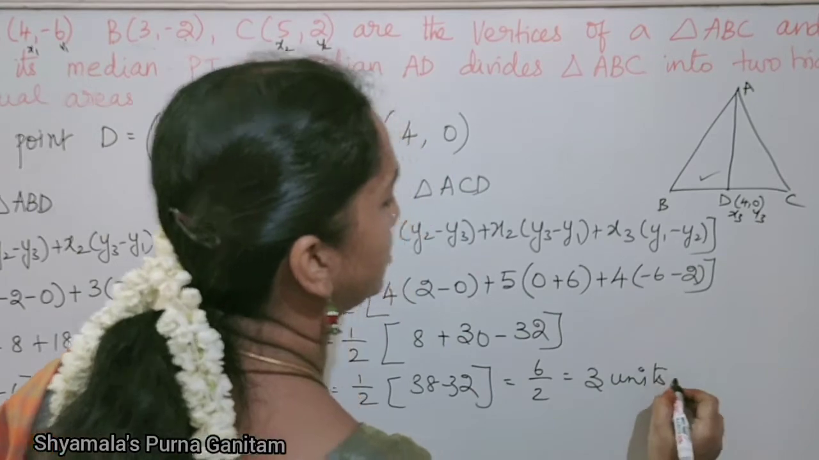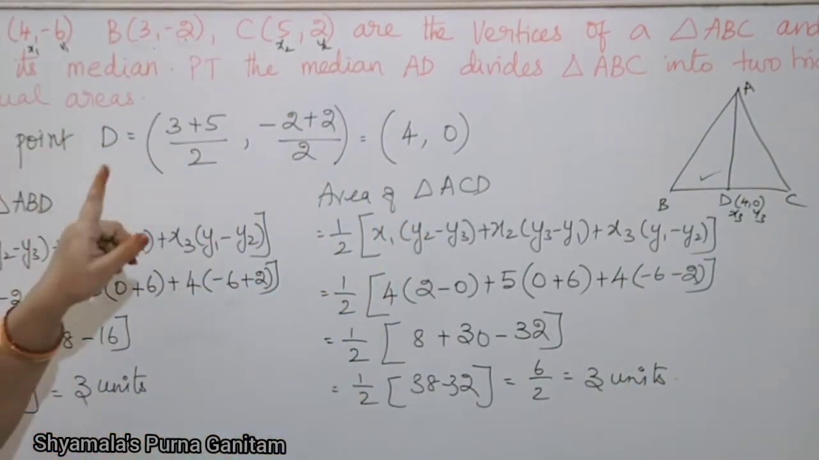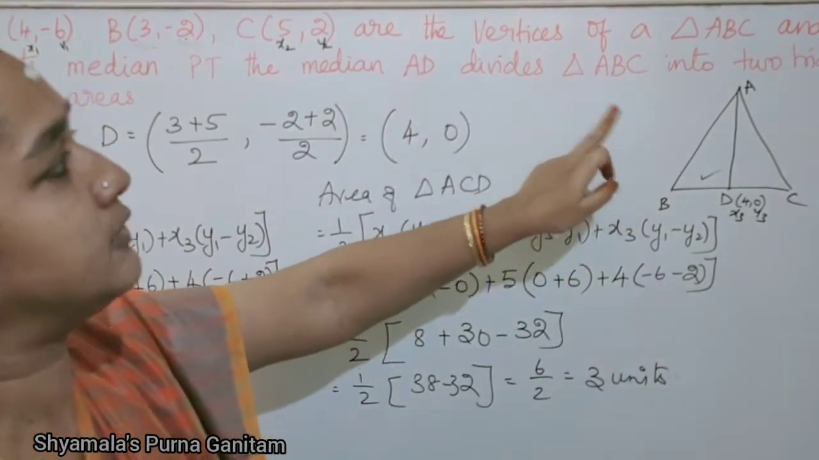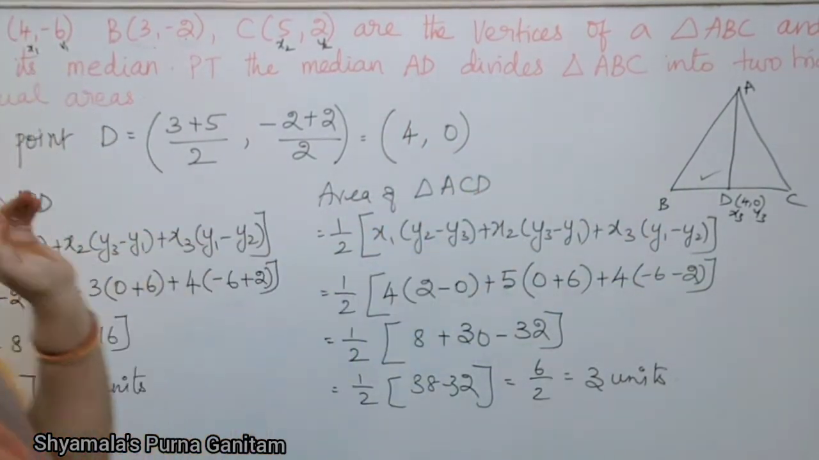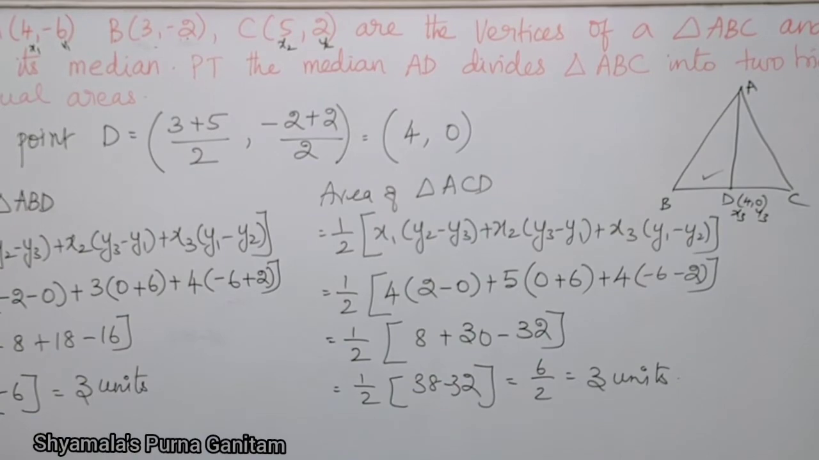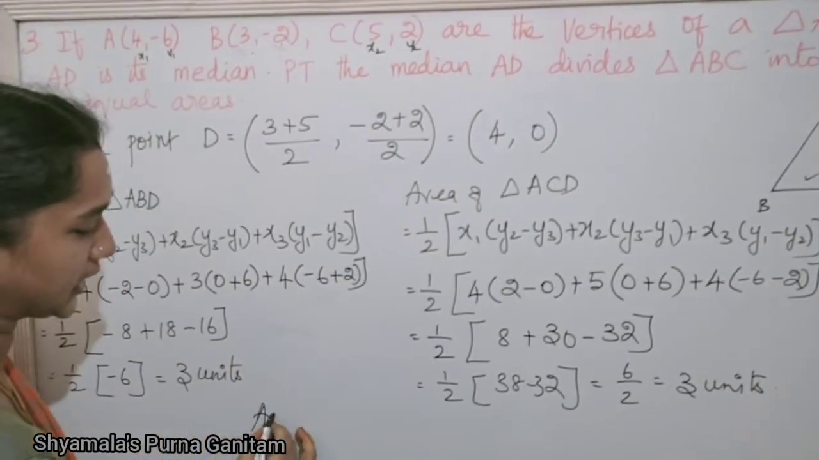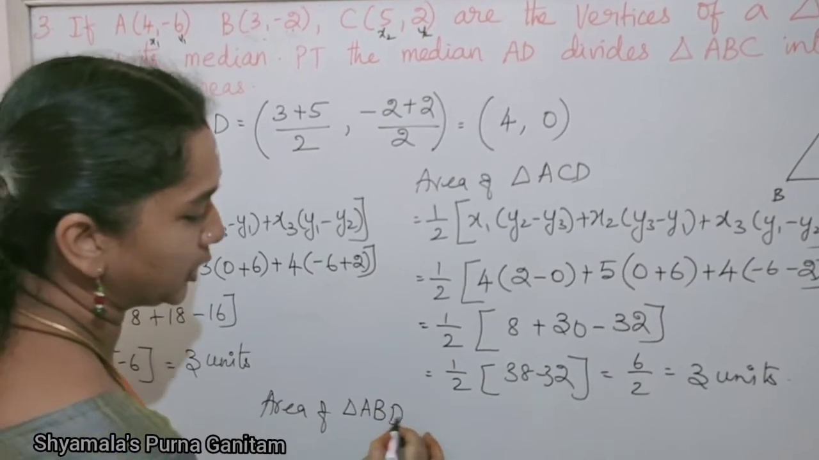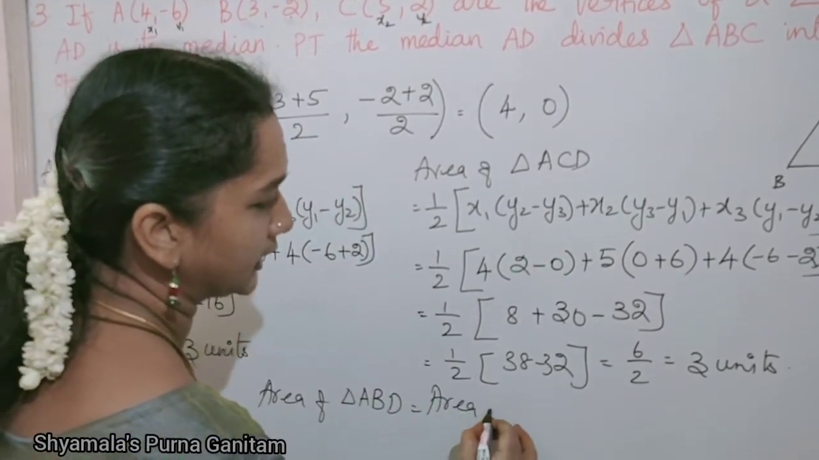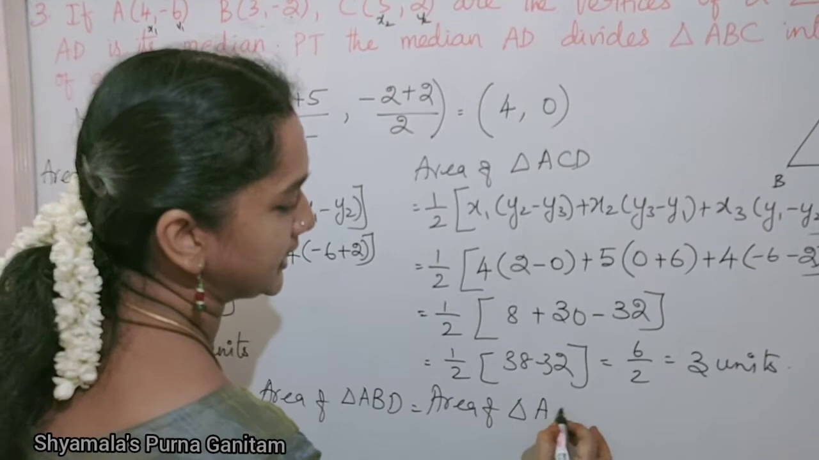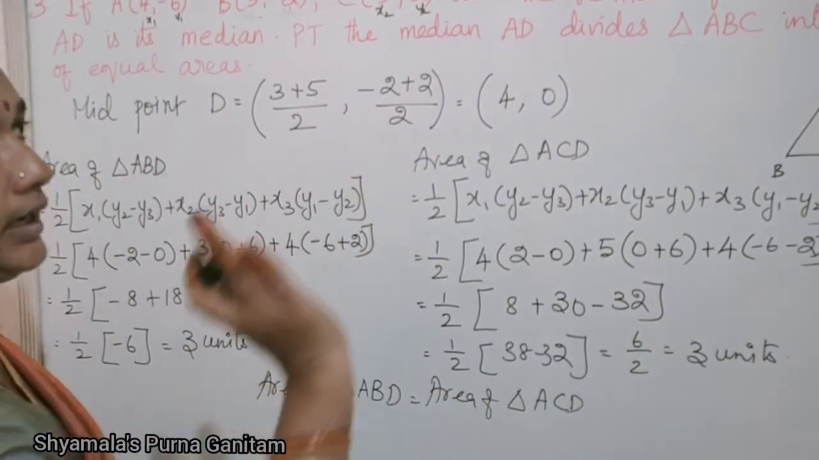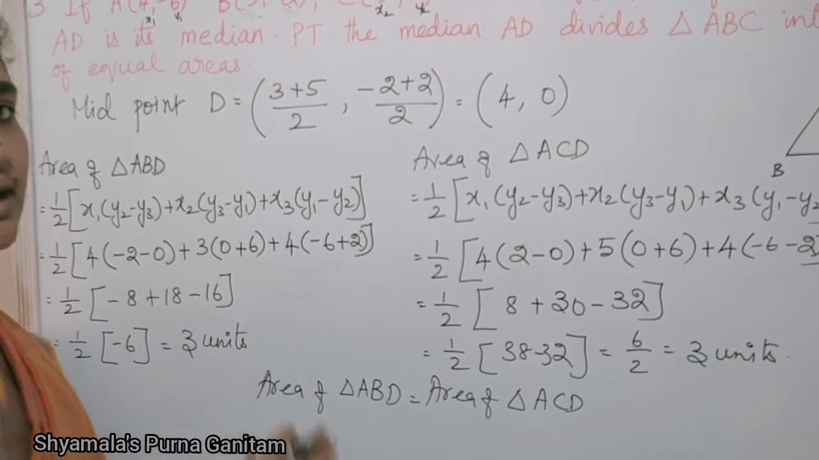So what is the question? What are we asked to prove? The question asks you to prove that median AD divides triangle ABC into two triangles of equal area. So we got the area of triangle ABD is equal to the area of triangle ACD. So both the triangles have equal area. This is the thing they are asking you to find.